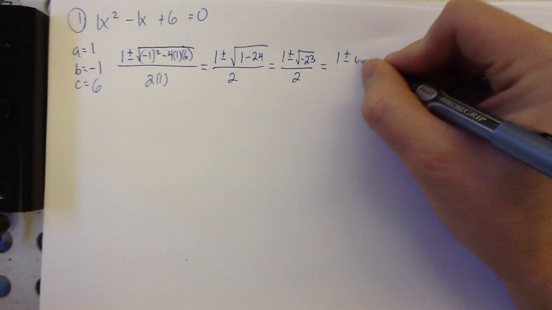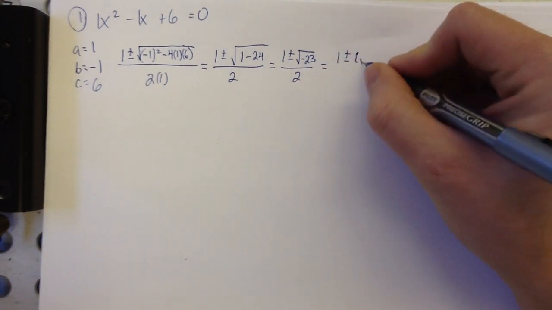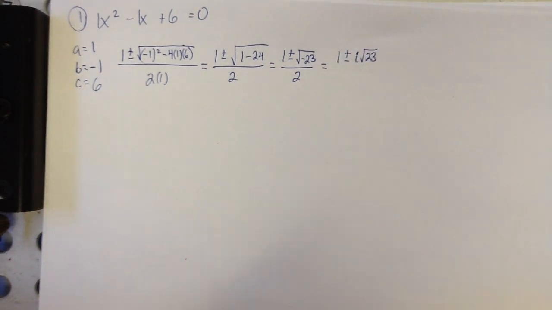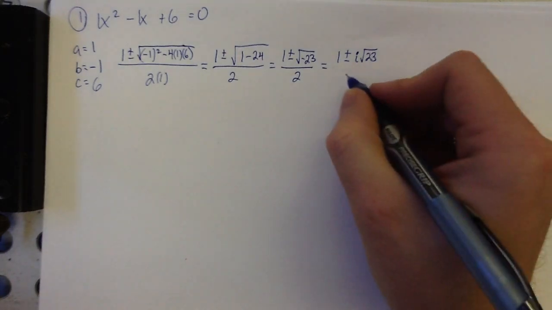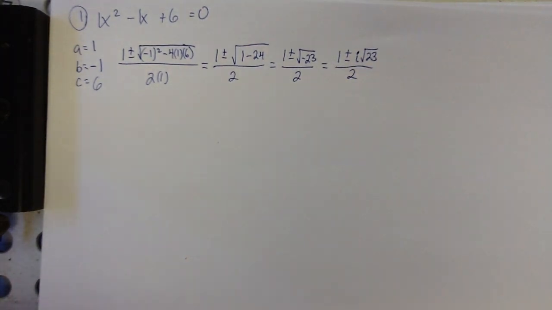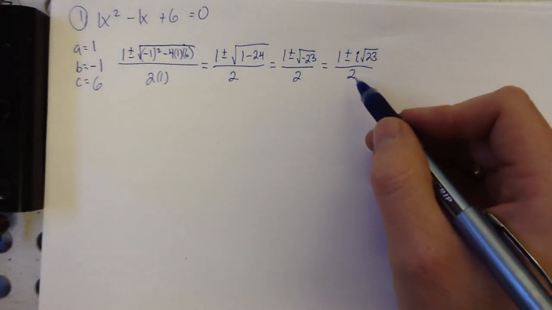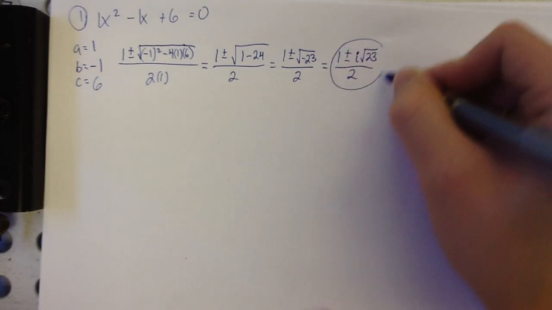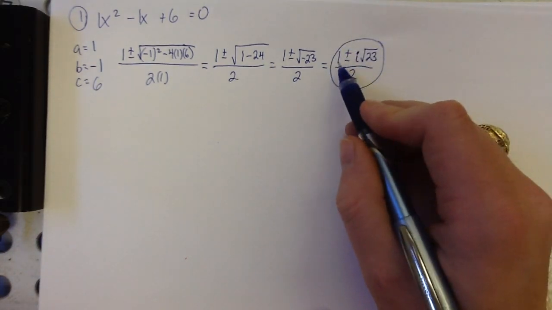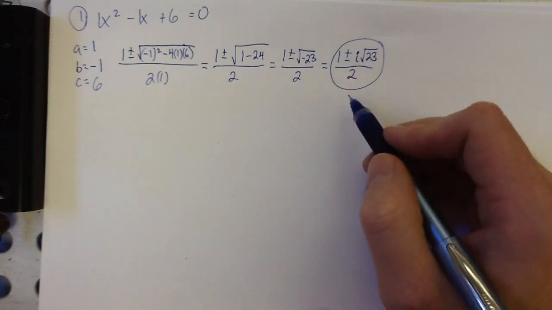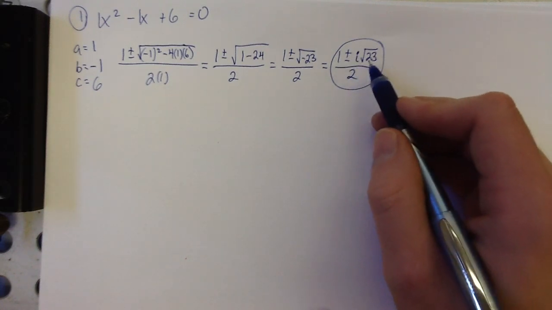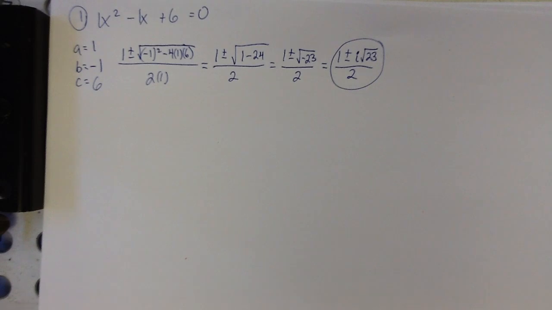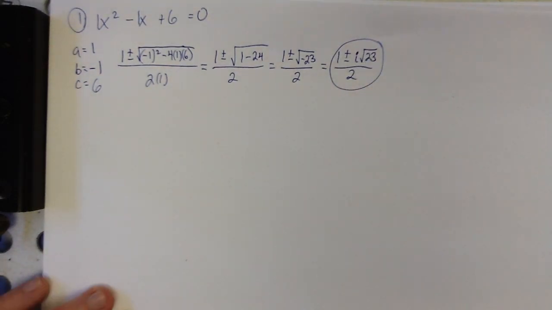1 plus or minus, bring that i outside the radical. You can't break down 23. It's prime, so you can give it a shot, but it won't work. And the answer is over top of 2. And that's all we can do. We have no common factors to divide with that 2. There's nothing more we can break down. That's it. Okay, and remember, that is 2 solutions. 1 plus i square root of 23 over 2. 1 minus i square root of 23 over 2. I said that fast because the plus or the minus is the difference maker.